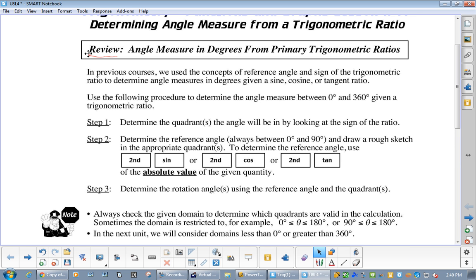Now, here were always our steps. Determine the quadrants the angle will be in by looking at the sign of the ratio. I bet you if you pulled out that study sheet, you would have these 3 steps. Then you'll take inverse sine, inverse cos, or inverse tan of the absolute value of the given quantity, because that gives you your angle, right? That'll give you your reference angle. See, determine the reference angle. Then determine the rotation angles using the reference angle and the quadrants. Okay?